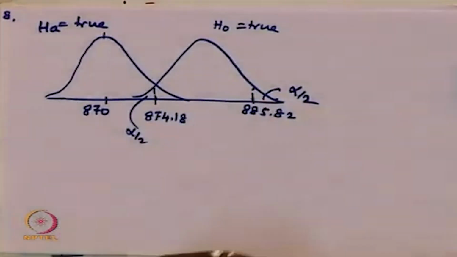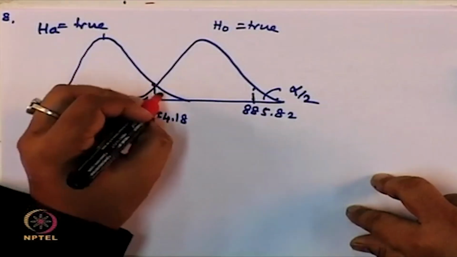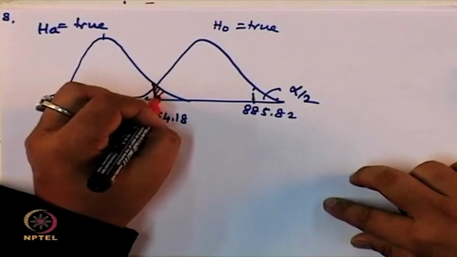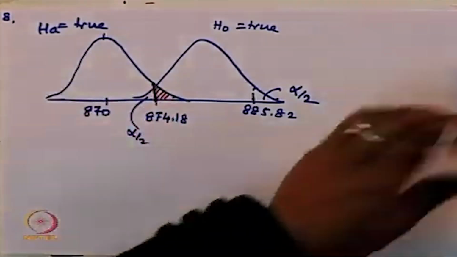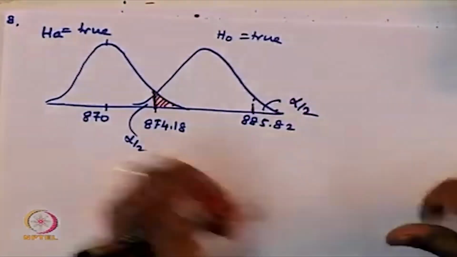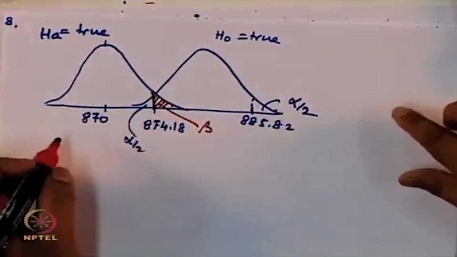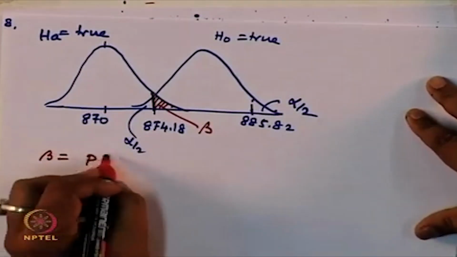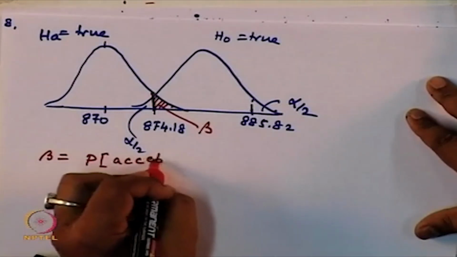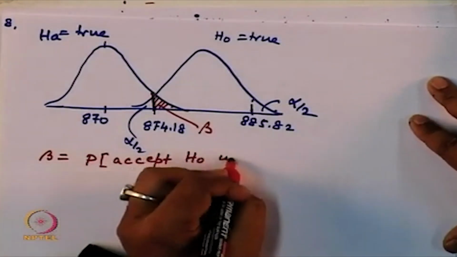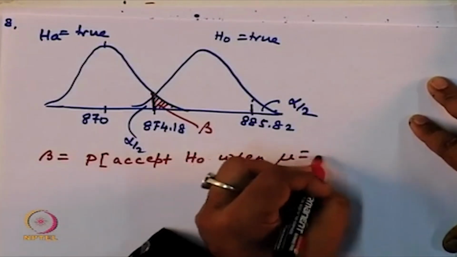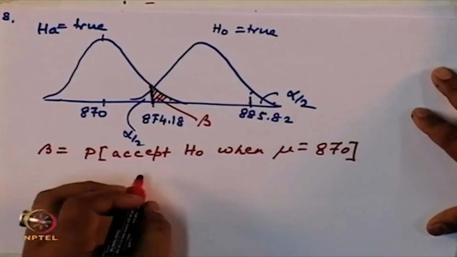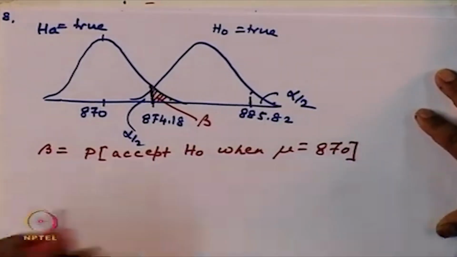But I can extend this point high up and calculate this total area under this part of the curve. This has to be beta. Why? Because beta is the probability of accept H naught when mu equal to 870.